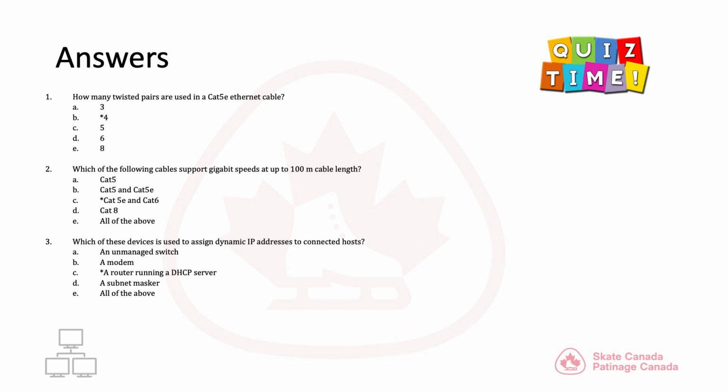Okay, let's review those answers now. So question number 1, how many twisted pairs are used in a Cat5e Ethernet cable? Correct answer here is B. There are 8 wires and therefore 4 twisted pairs.